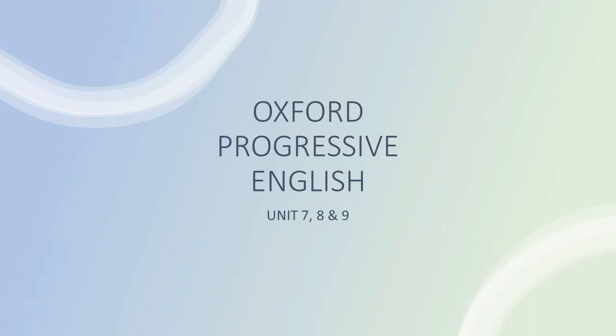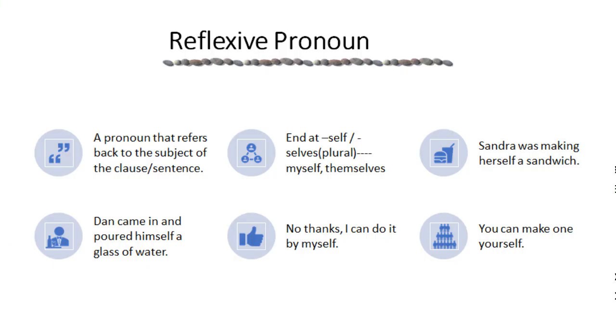The first is reflexive pronoun. Reflexive pronoun is a pronoun that refers back to the subject of the sentence. These pronouns are also called self pronouns, like myself, themselves. These are reflexive pronouns. Look at the sentence. Sandra was making herself a sandwich. In this sentence, the reflexive pronoun herself refers back to the subject, that is Sandra. Sandra was making herself.